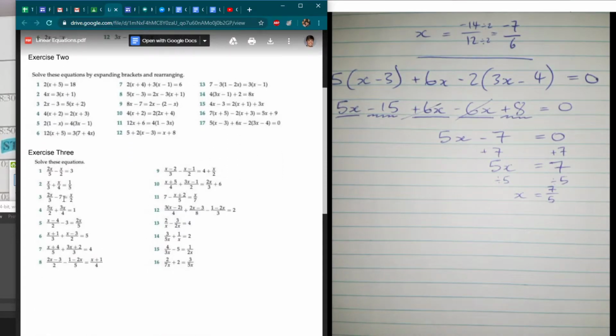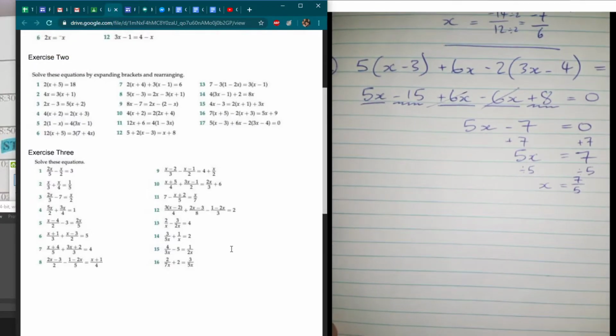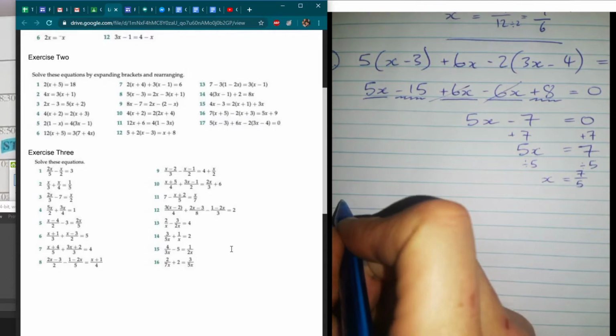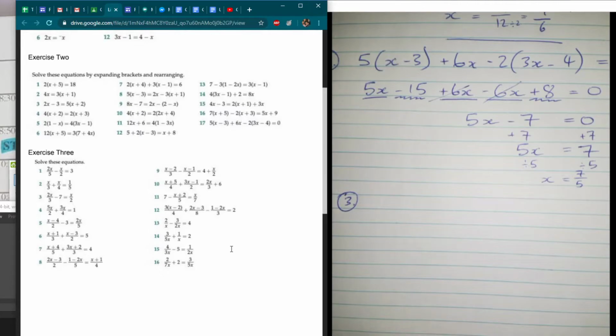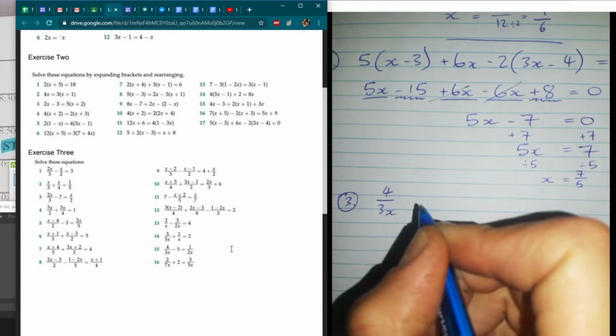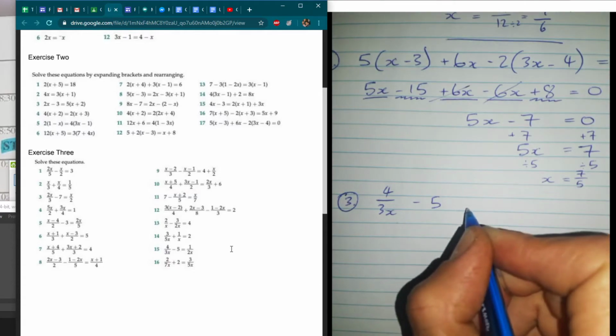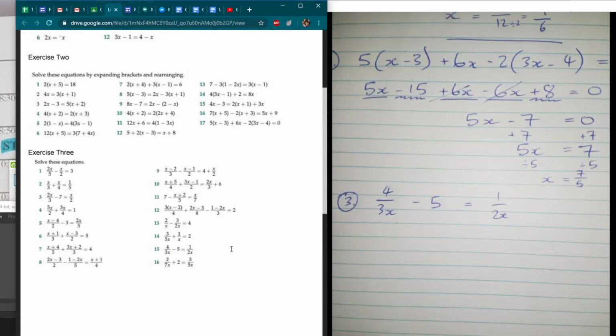When we get to exercise 3 here, we notice that they're going to use a lot of fractions. Now, generally the trick with fractions that I like to do is I try and get rid of the fractions where possible. So here's an example. So we've got 4 over 3x minus 5 equals 1 over 2x. How am I going to get rid of those fractions?